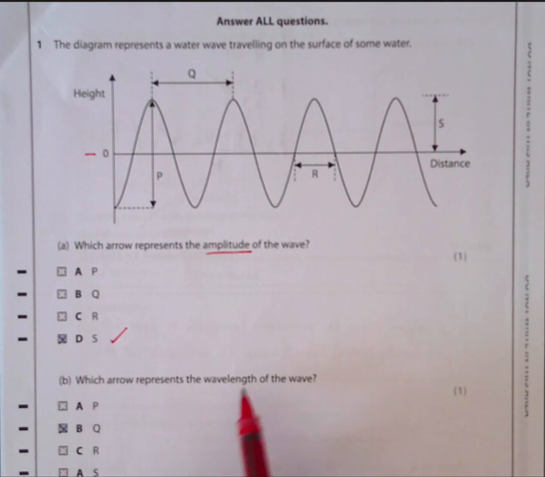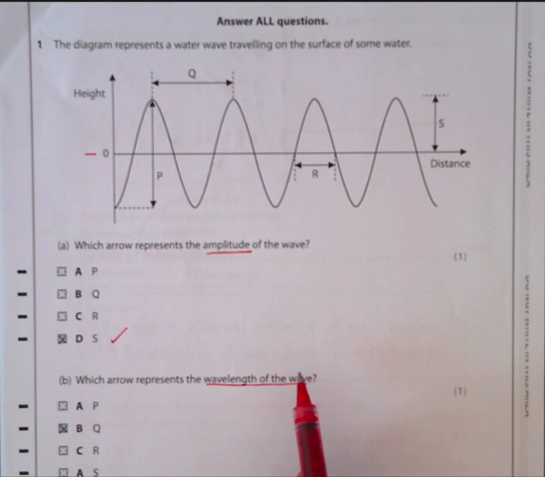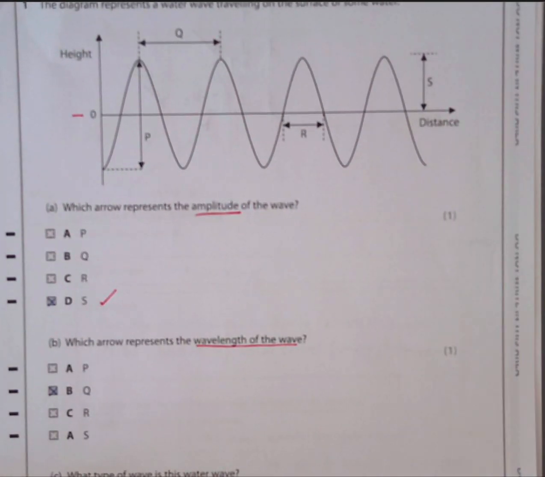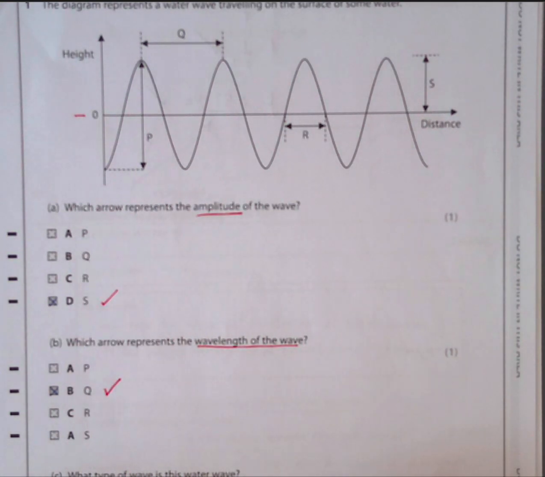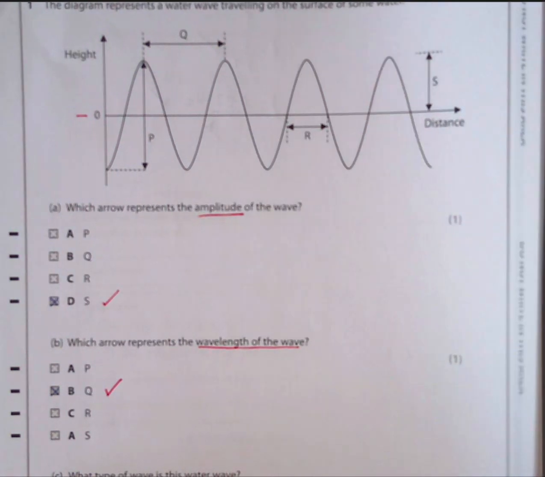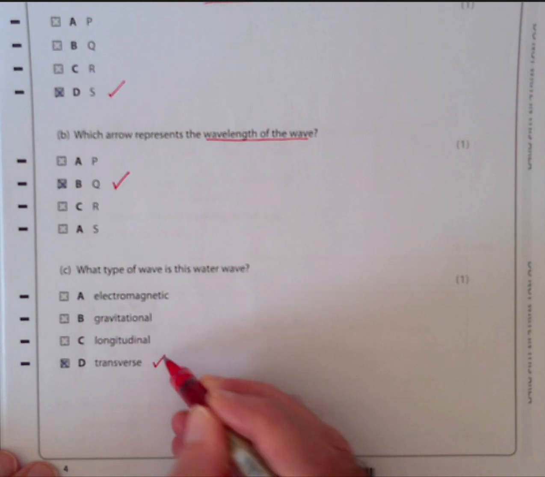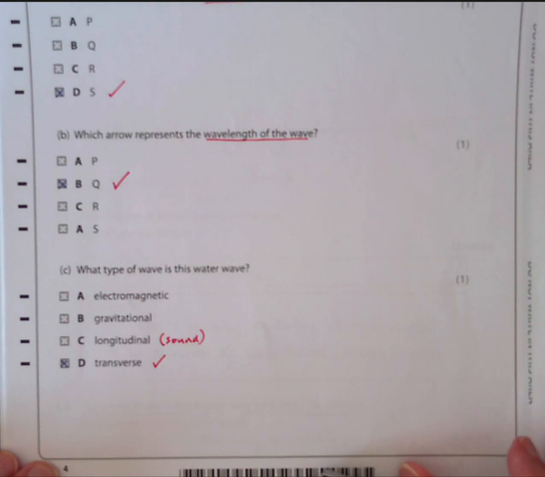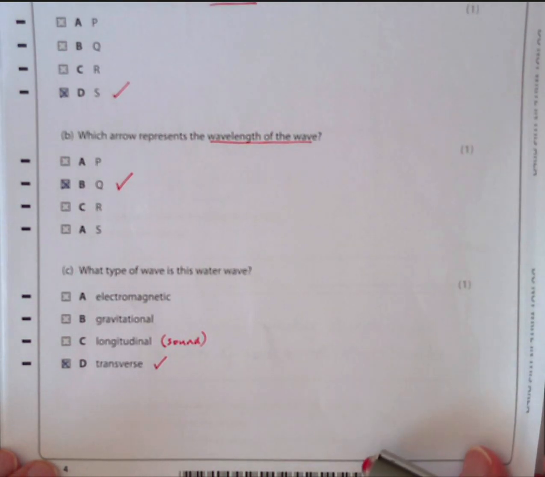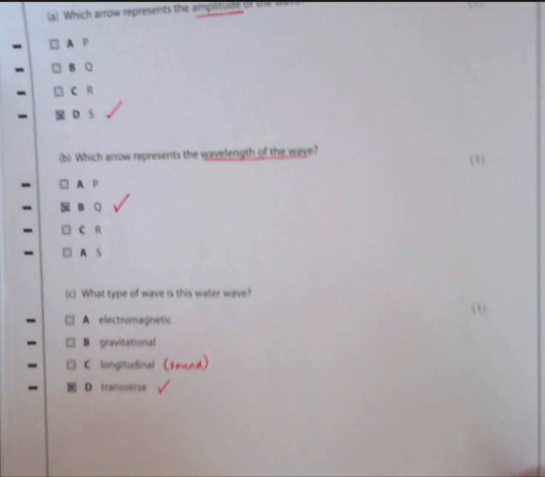Which arrow represents the wavelength of the wave? The wavelength is from peak to peak, or any two corresponding points on consecutive waves. So the answer for B is Q. Third question, what type of wave is a water wave? Sound waves are longitudinal. Most other waves you'll meet are transverse, like water waves, light waves, electromagnetic waves.